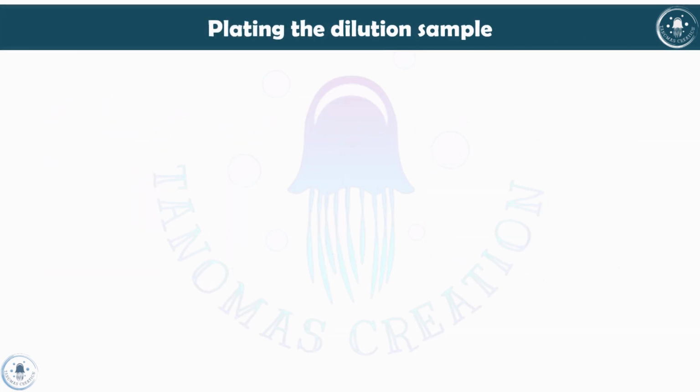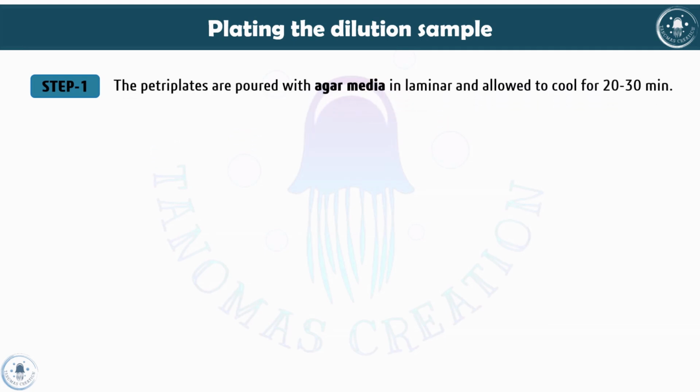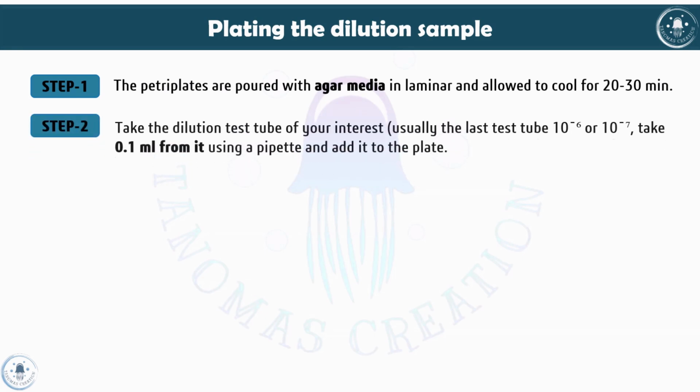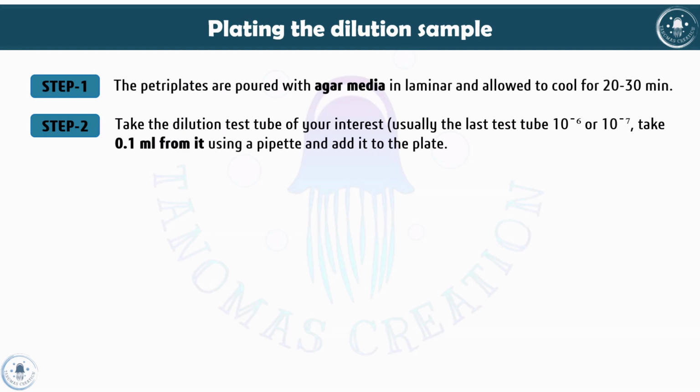Now you need to do the plating of your dilution sample, right? So the process is same as the previous one. The petri plates are poured with agar media in the laminar and allowed to cool for 20 to 30 minutes. Then you take the dilution test tube of your interest, that is 10 to the power minus 6, and take 0.1 ml from it using a pipette and add it to the plate.